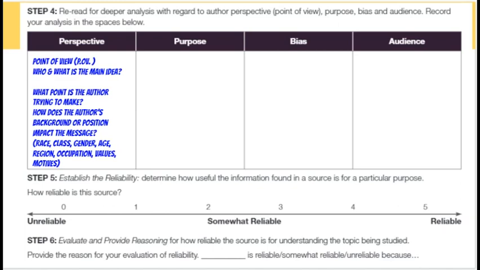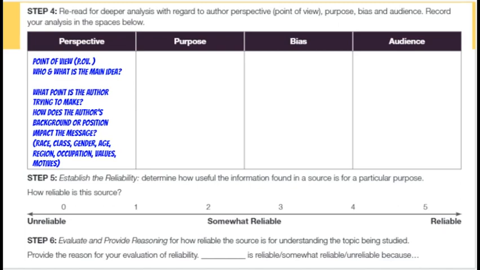Meaning, what point is the author trying to make? And how does the author's background or position impact their message? It could be anything: race, class, gender, age, region, occupation, value, motive, where they're coming from, where they live. How does that influence where they're coming from? Meaning, why does that make them say what they say and who they are? It's not what they think about something. It's where are they coming from?